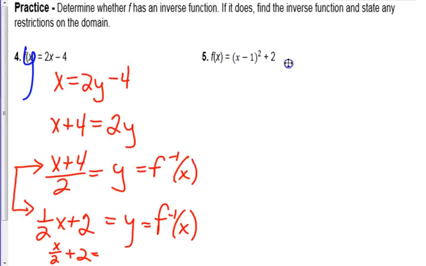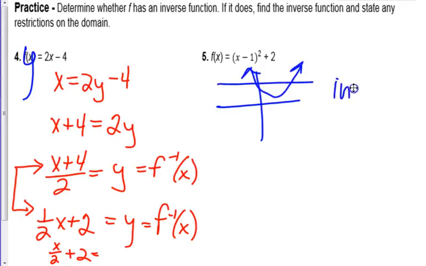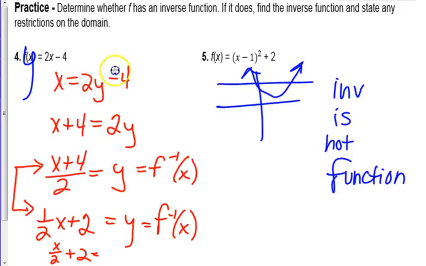All right, what about this one? The inverse is not a function because it's over here somewhere, isn't it? Yeah. But it's a parabola, fails the horizontal line test, so we just write inverse is not a function. By the way, there were no restrictions on the domain of this one because it didn't have any denominator or square roots anywhere.